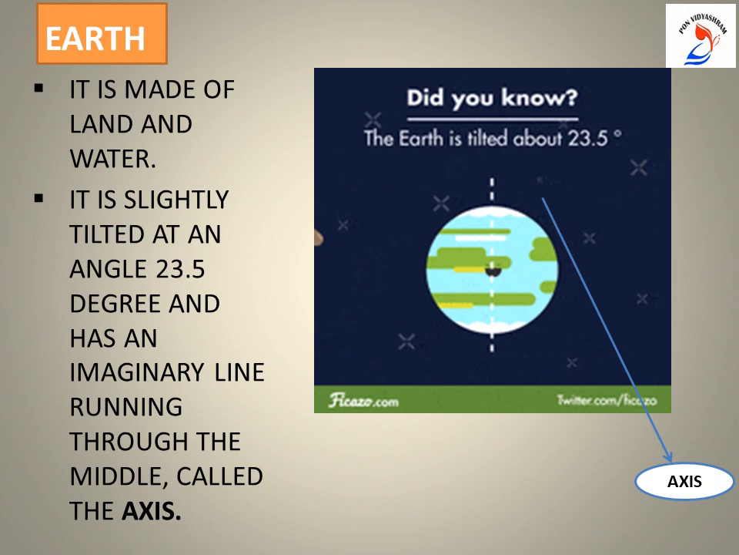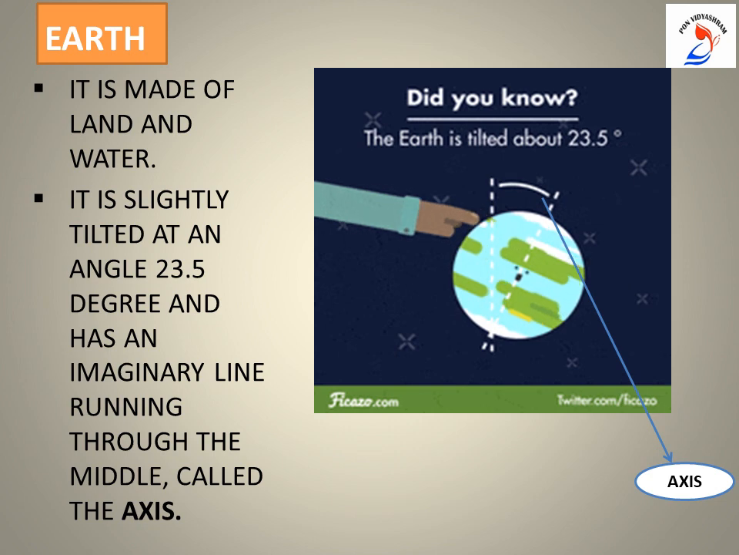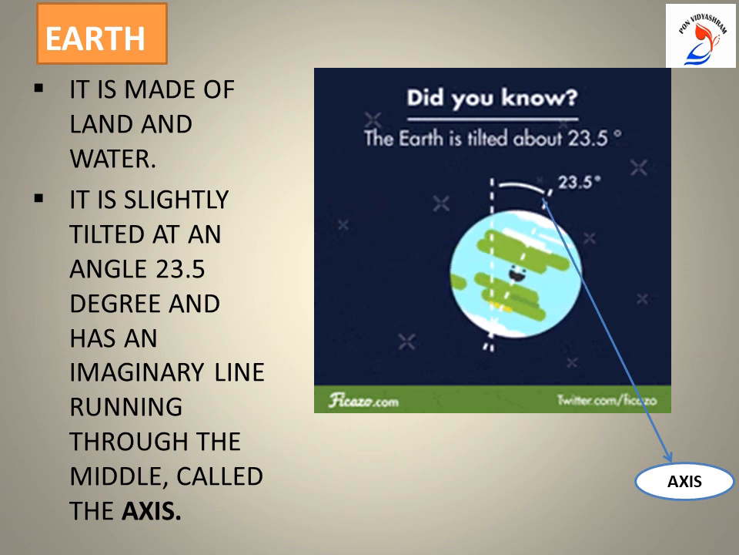Our planet Earth is made of land and water. It is slightly tilted at an angle of 23.5 degrees and has an imaginary line running through the middle called the axis.